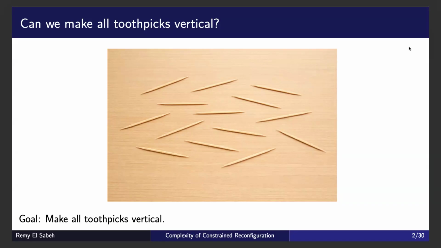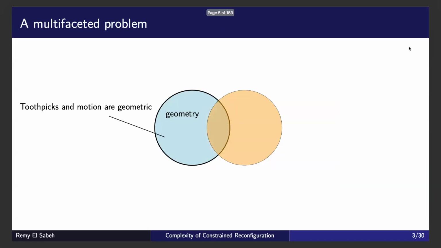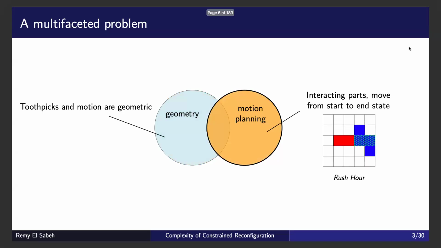And beyond the complexity end of things, the reason why we're interested in such a problem is because it falls at the intersection of at least two fields. On one end, obviously, geometry. Everything about the problem seems geometric. Toothpicks themselves are geometric objects, and so is the way they move. On the other hand, we are looking at motion planning. Motion planning is a class of problems where we're looking at either one object or multiple objects that move from a state to some other desired state.